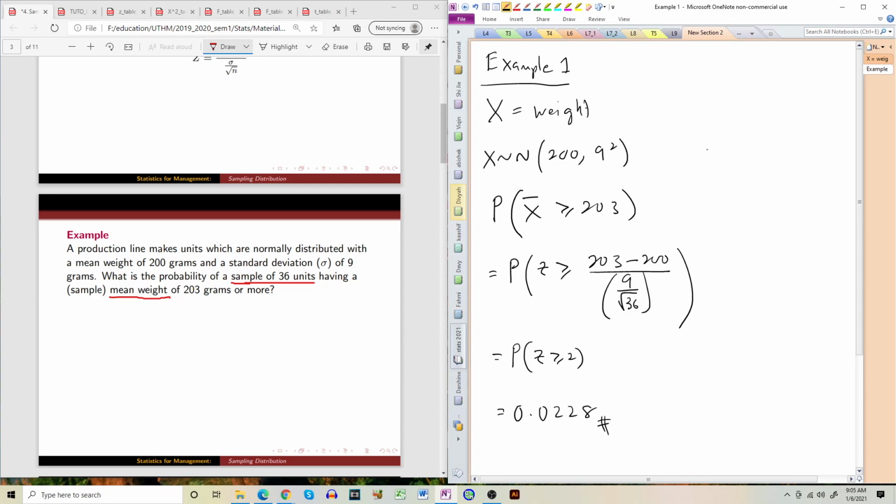Sir, I have a question, sir. Yeah, what is that? Sir, the P bracket Z greater than 200 minus 203 minus 200, right? That is 7. Oh, my Z looks like this. I am very, very sorry for my bad handwriting. We'll improve as soon as possible. Thank you, sir.